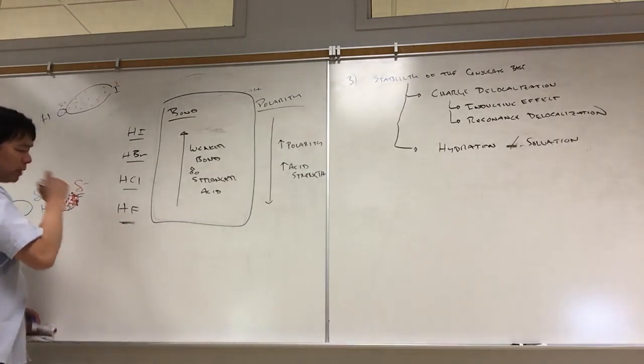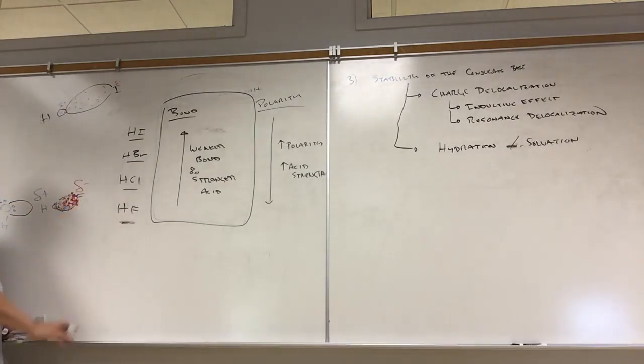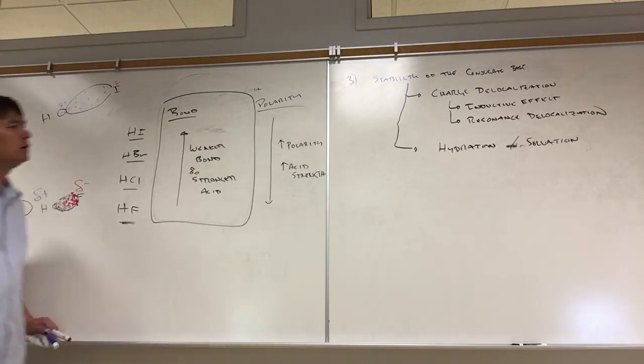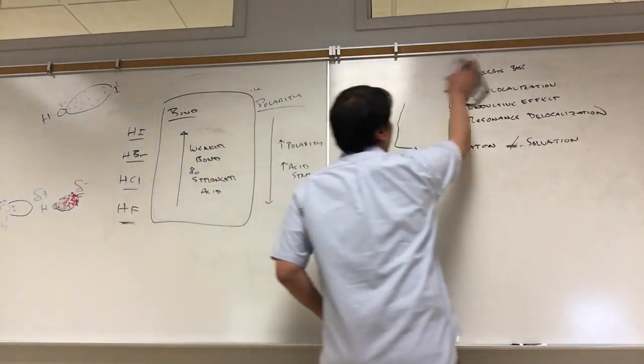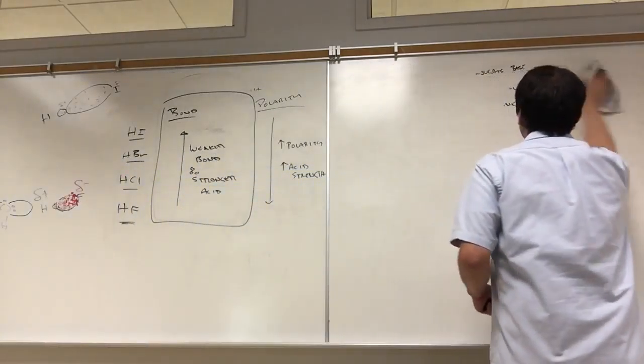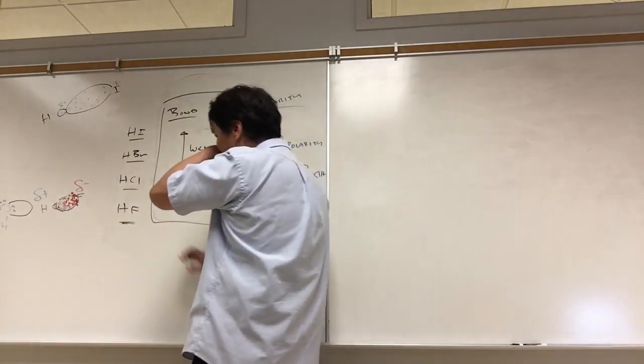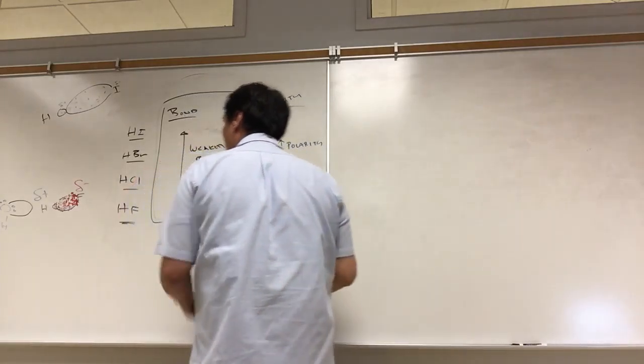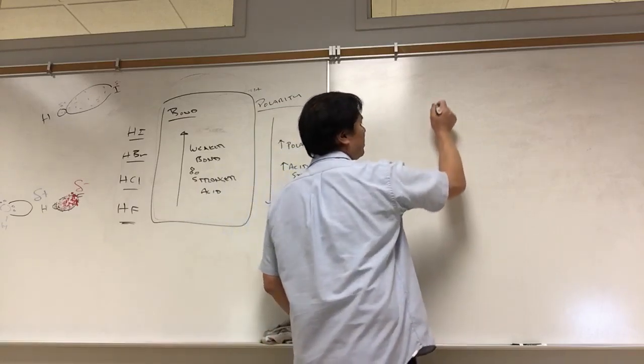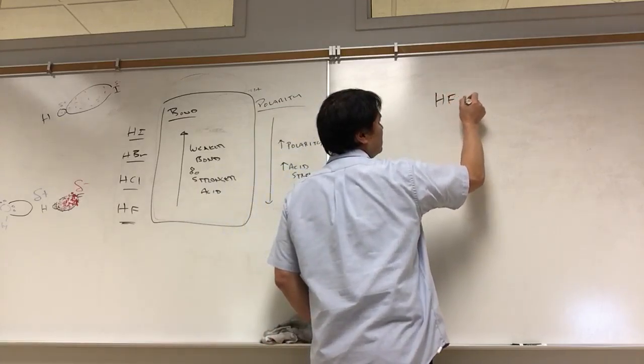HF is 1,000,000 times weaker of an acid than HCl. Does it mean that HF has a 1,000,000 times stronger bond? No. HF doesn't have a 1,000,000 times stronger bond. HF has a little bit stronger bond, but not even close to 1,000,000 times stronger. And so why is HF 1,000,000 times weaker of an acid? And the reason is because of this.